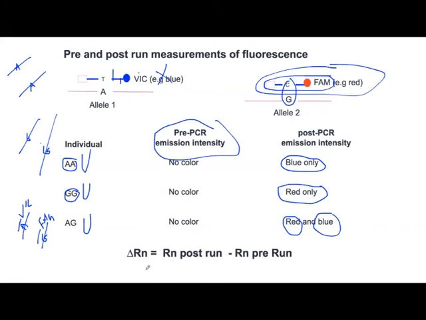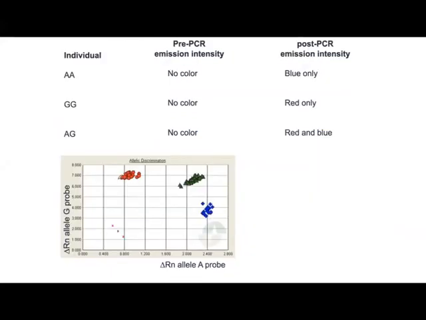Sometimes you see on the y-axis called delta Rn, where you subtract the post-PCR intensity minus the pre-PCR intensity. So in this technique, you're going to get a scatter plot where the x-axis is the intensity of the A probe. Remember the A probe is the blue color, okay? And then you get the intensity, which is 0 to maximum, for the G probe, which is the red color. Now, individuals who have very low blue color and very high red color, they are the GG.